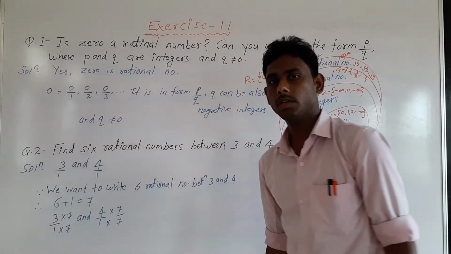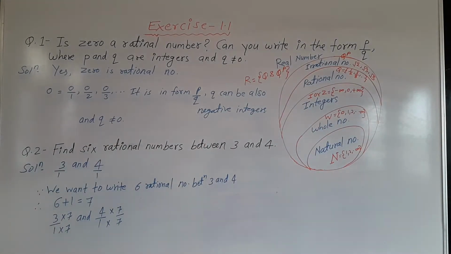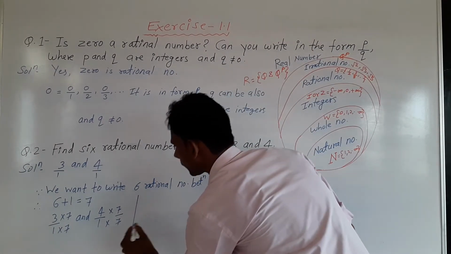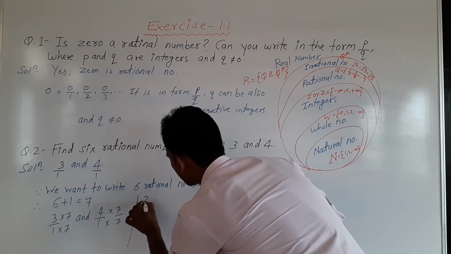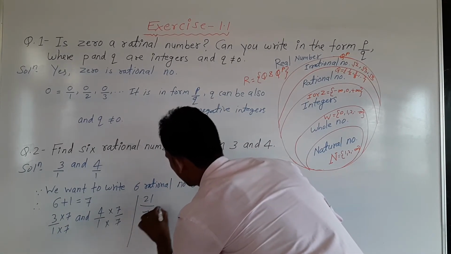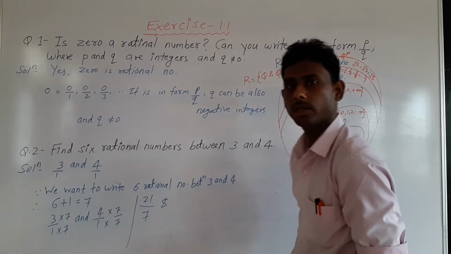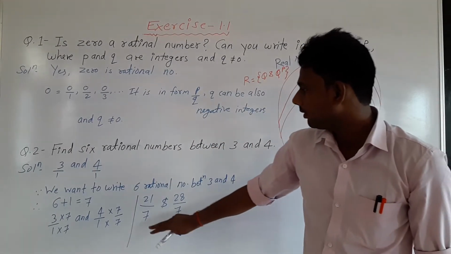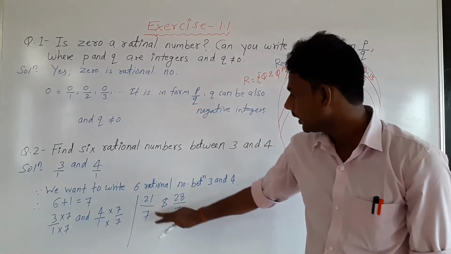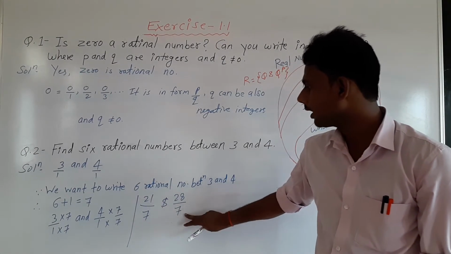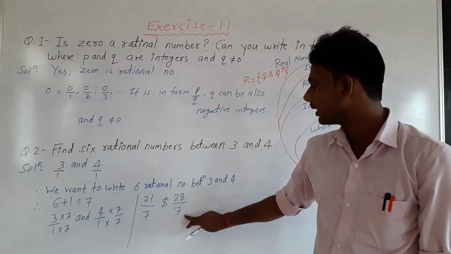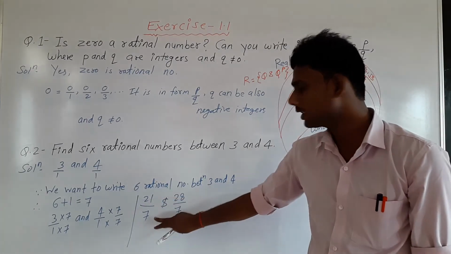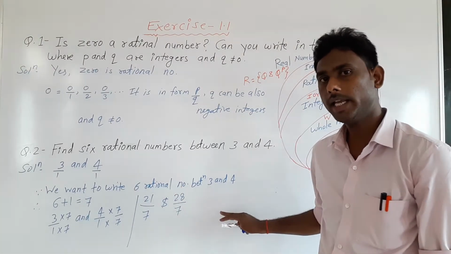After multiplying, it will be equal to: 3 times 7 is 21, 21 upon 7, 1 times 7 is 7, and 4 times 7 is 28, 28 upon 7. Now we have made equivalent fractions, 21 upon 7 and 28 upon 7. Now we can write 6 rational numbers between 21 and 28, meaning 22 upon 7, 23 upon 7, like this.